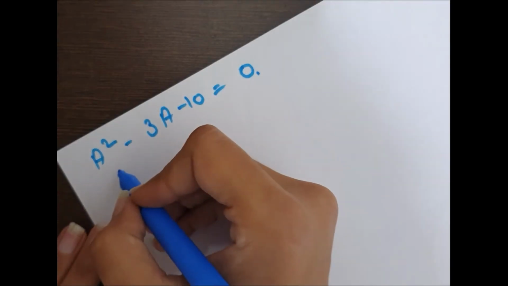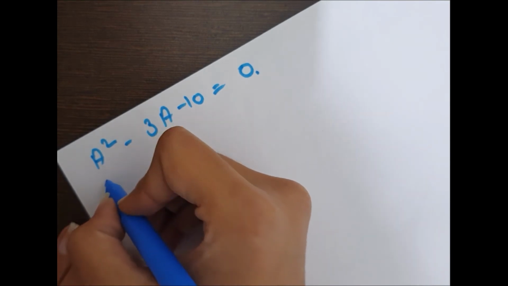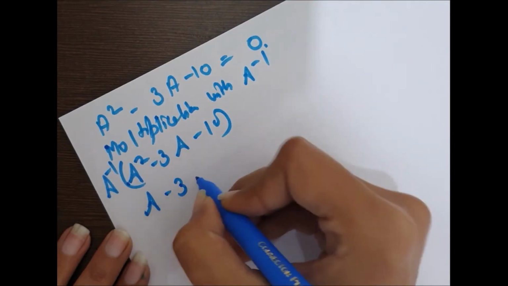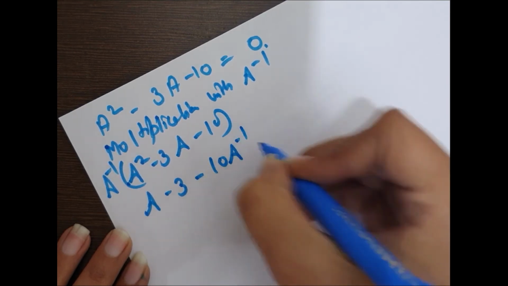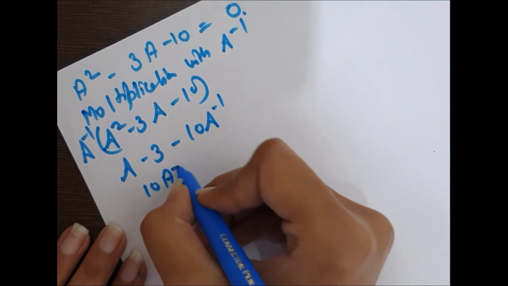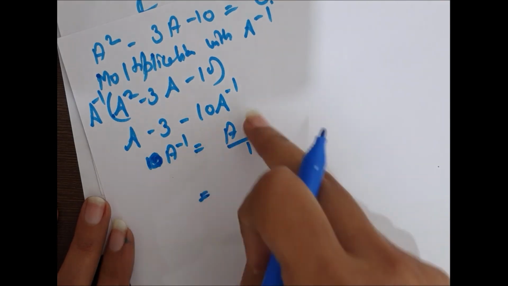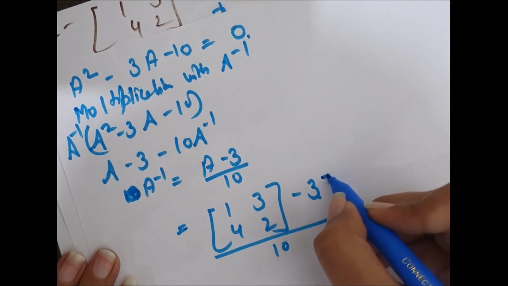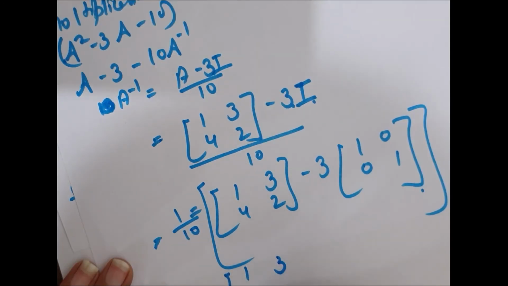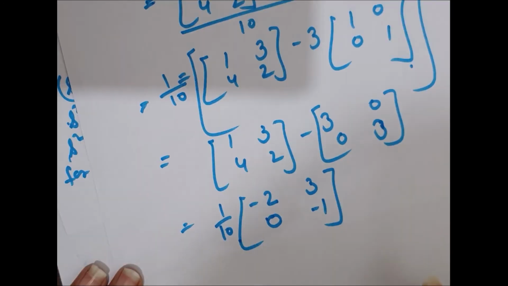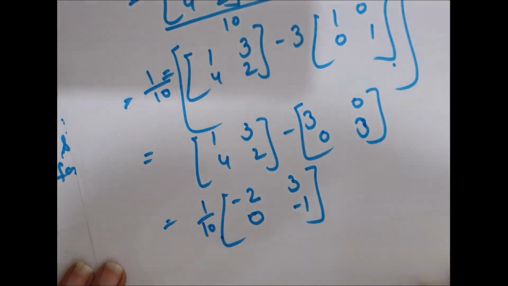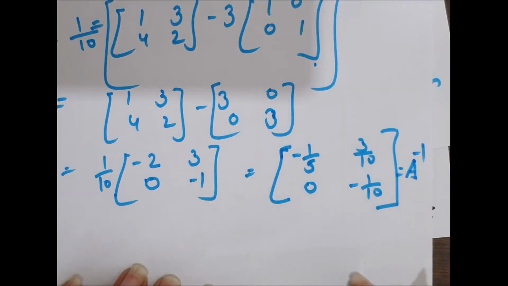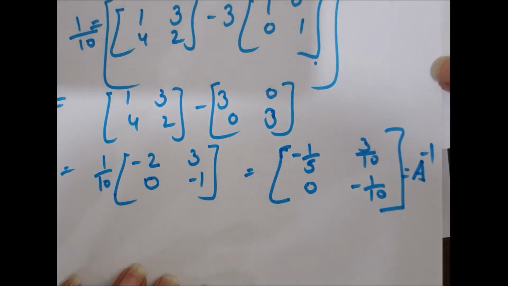Now to find the inverse of a matrix, multiply this whole equation with A inverse, and you will get this. Now we have found A inverse in terms of A. Now just put in the A matrix. Now this is the identity matrix. Now this is the inverse of a matrix in terms of A using Cayley-Hamilton theorem.